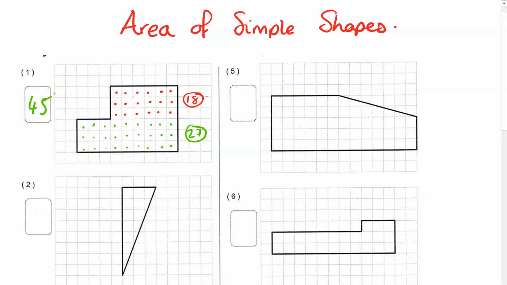You don't have to do it in two different colours, you could just count them out. I know some people that write the numbers in the squares. As long as you count them, it doesn't really matter.